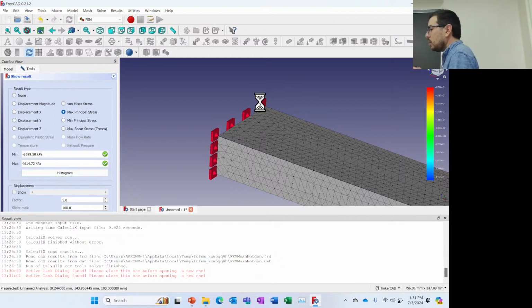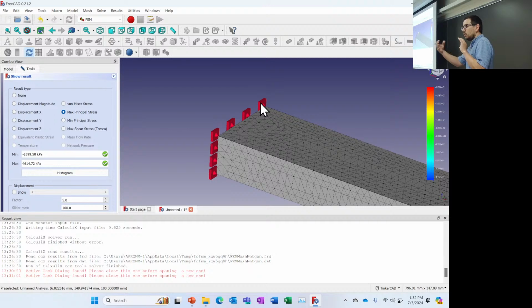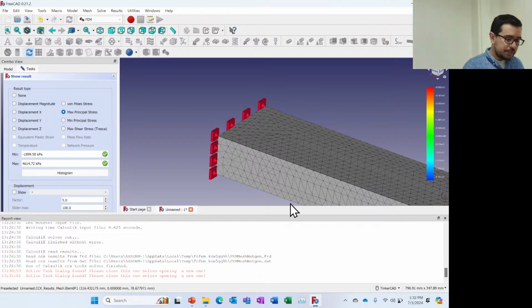So just as we talked about before, we have a Poisson effect happening in this material, but we've constrained that side completely. So that means that the material cannot shrink in the vertical and it can't shrink in the lateral directions, in the width direction of the beam. So the maximum principal stress could be affected by that.